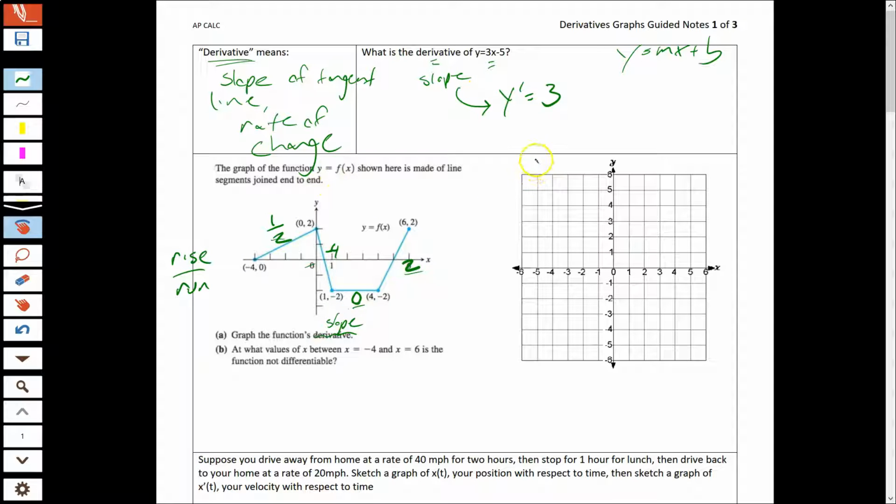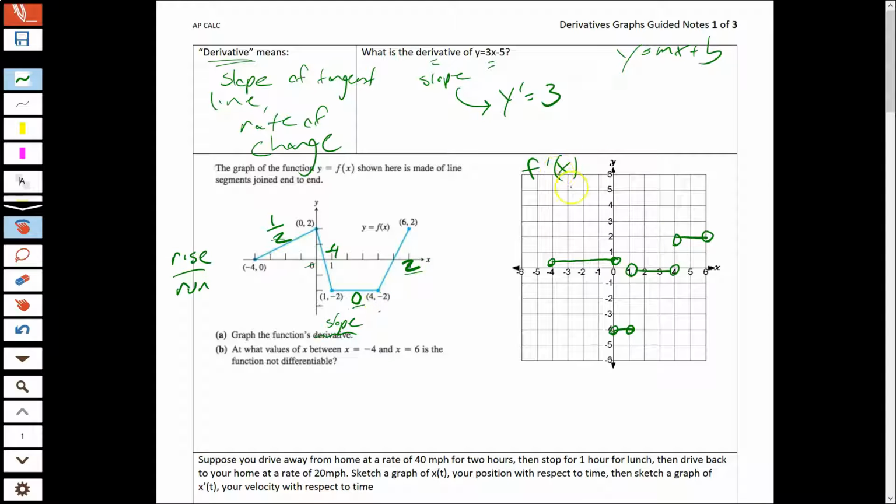If this is f of x, we're going to call our second graph f prime of x, and this is going to be a graph of our derivative. So from -4 to 0, my derivative is 1/2. And that's a horizontal line because if this is a function, y equals 1/2, that's what that function would look like. I'm going to make open circles at the end, and we'll talk about why that is in a second. From 0 to 1, my slope is -4. And then my slope is 0, because it's a horizontal line, from 1 to 4. And then from 4 to 6, my slope is +2.